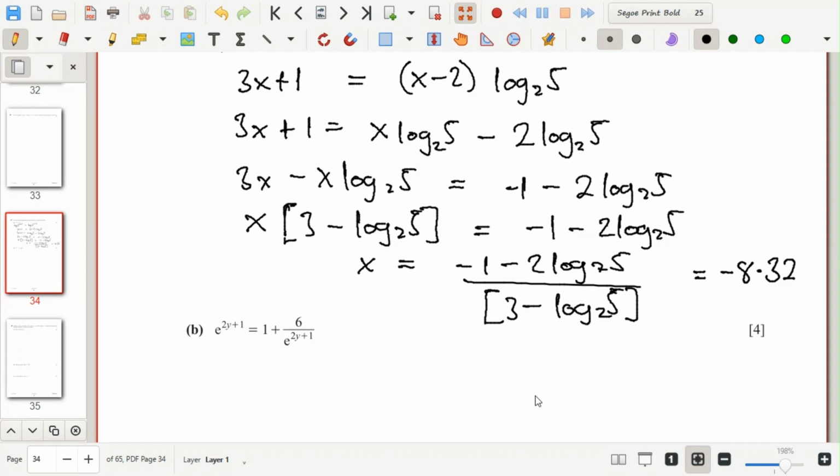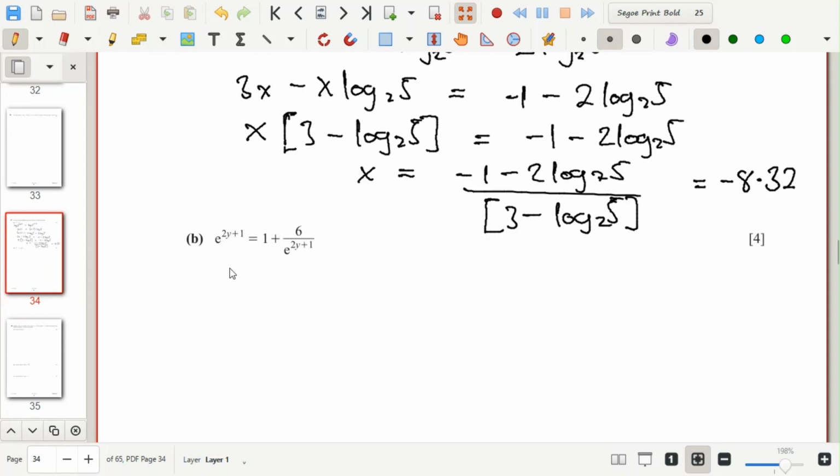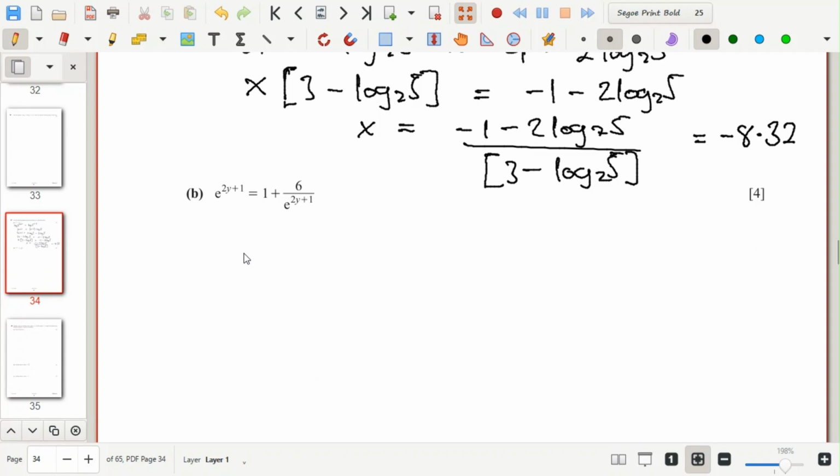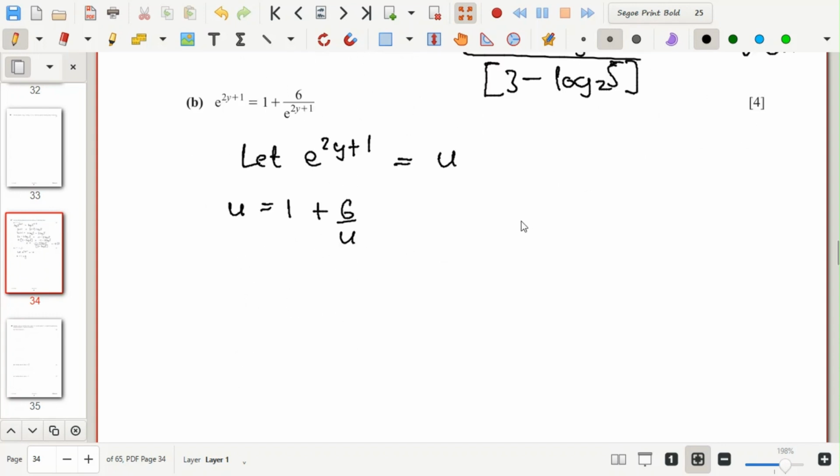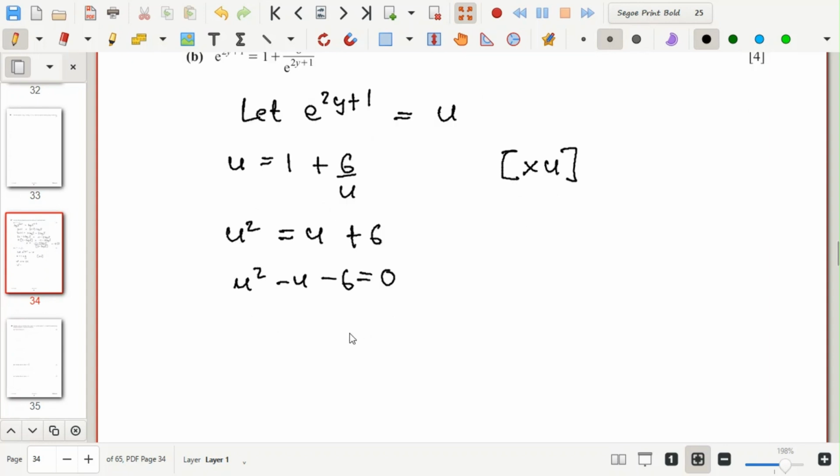Okay, so let's look at part b. So let e to the power 2y plus 1 be, what letter do you prefer? U. I'm going for U. Multiply throughout by U. That will give me U squared is equal to U plus 6. So U times U will give you U squared. 3 times 2 will give you 6. I multiply them.